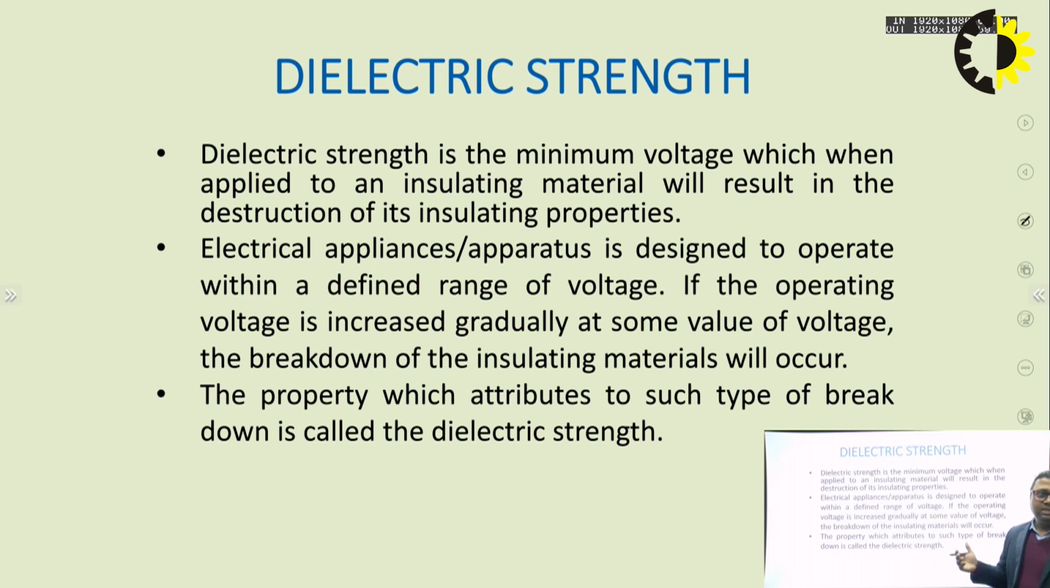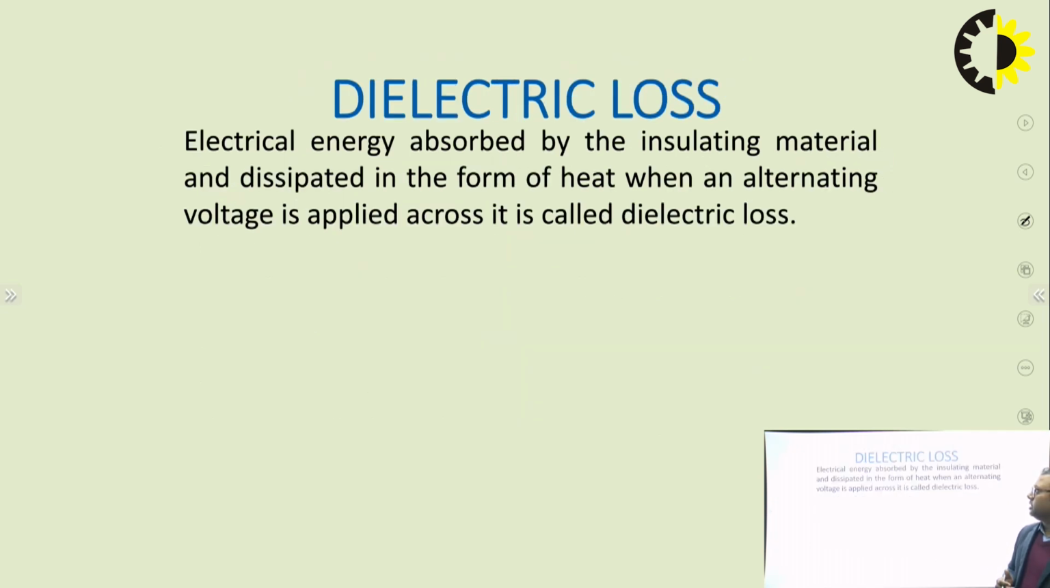Electrical appliances or apparatus are generally designed to operate within a defined range of voltage. If the operating voltage is increased gradually, at some value of voltage the breakdown of the insulator will happen. That's why the property which attributes to such a breakdown is known as the dielectric strength.